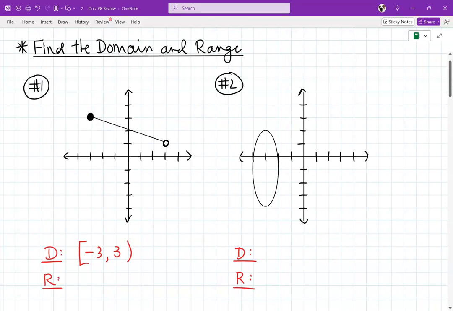Okay, from left to right. It goes from -3 to 3. It does include the -3 because there's a solid dot there. It does not include the +3 because there's an empty dot there. Now, for the range, how low does the graph go? To 1, okay. And how high? To 3. Does it include the low point? No, you see an empty dot there, right? But it does include the high point. So that's your domain and your range for that graph.